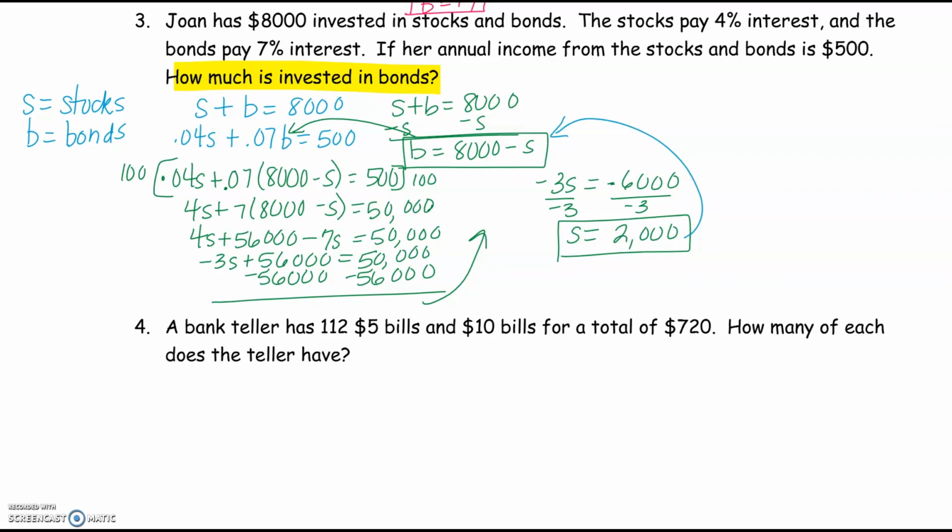So I'm going to replace it into bonds. So I'm going to get bonds equal 8,000 minus 2,000. So bonds equals $6,000. So we say $6,000 was invested in bonds.